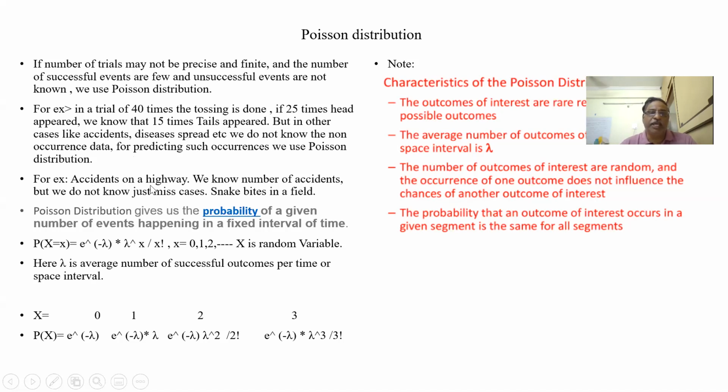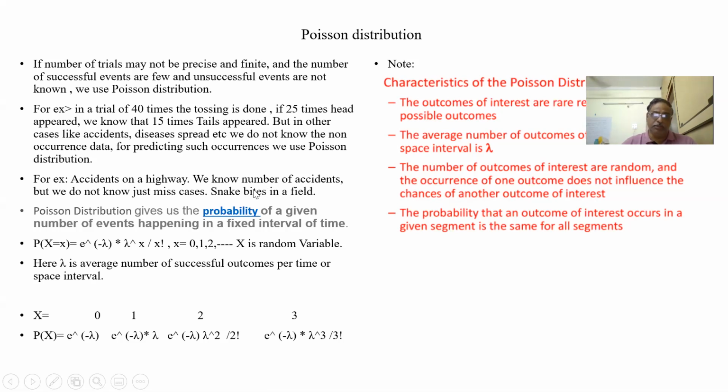So let us see accidents on a highway. We know only the number of accidents. We do not know how many vehicles have gone out there. We have only a record of say 5 accidents in a day or 15 accidents in a week. So we cannot fix any number of trials here. Similarly, snake bites in a field. We have the number of snake bites which are reported, but the total n, we do not have.